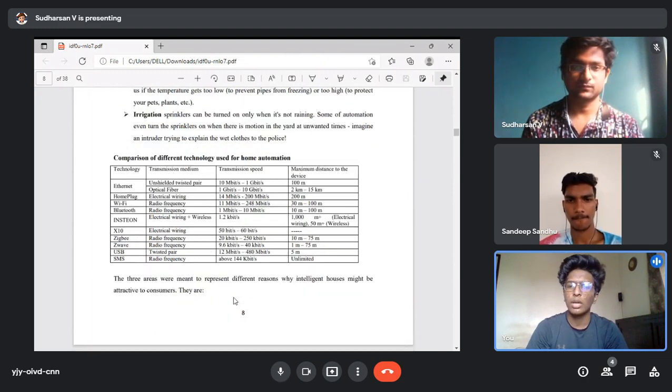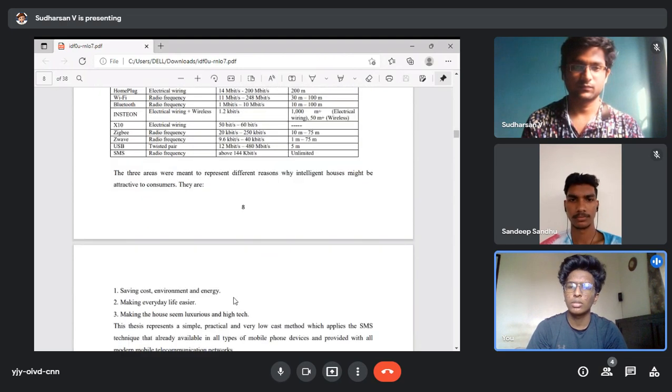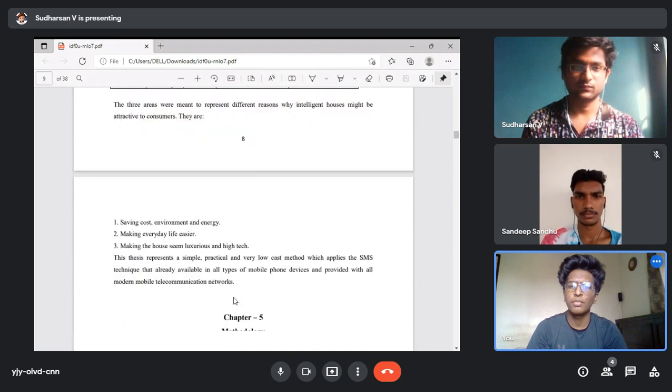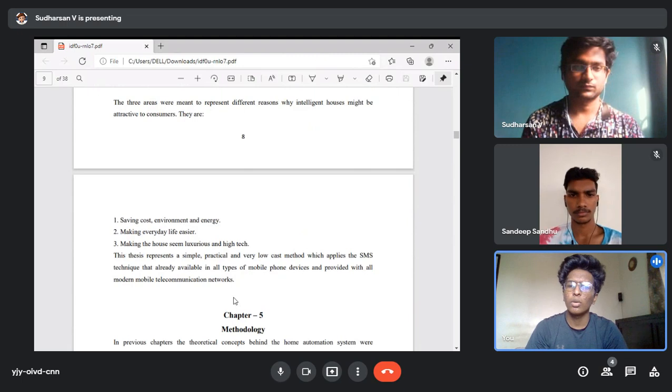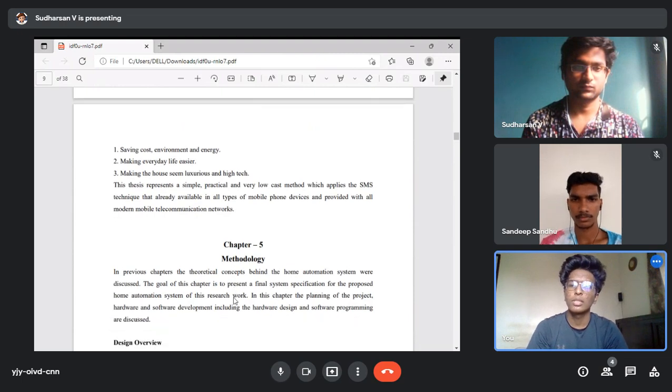Here is the comparison of different technologies used for home automation. Next, the three areas represent the different reasons why intelligent houses might attract customers. First, saving cost, environment, and energy. Second, making everyday life easier. Third, making the house seem luxurious and high tech.